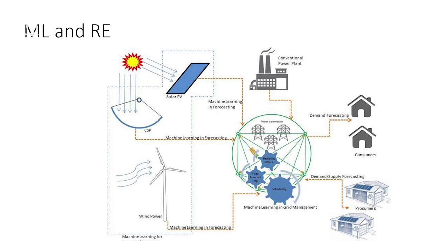Okay, so let's talk a little bit about renewable energy and where we use machine learning. Basically, everything forecasting is something where we use machine learning, whether it's solar or wind or whatever. That's from demand forecasting, supply forecasting, congestion forecasting. Everything that is forecasting related is something that we use machine learning for.